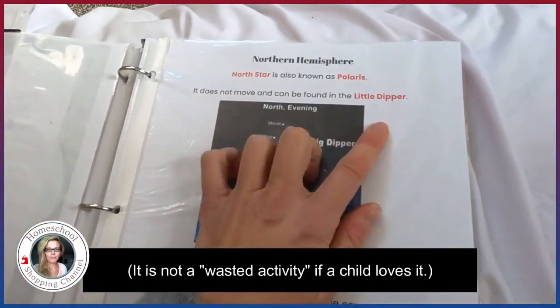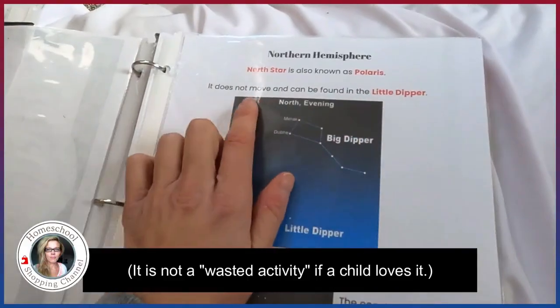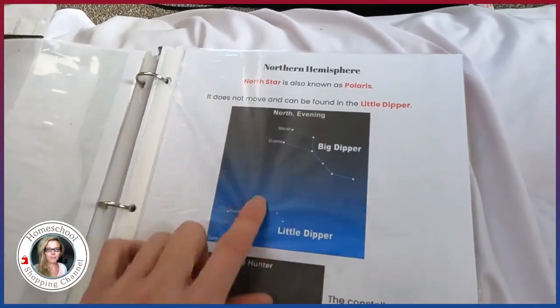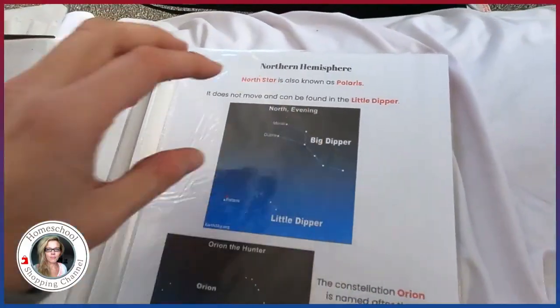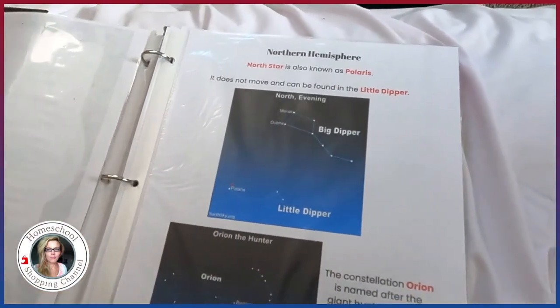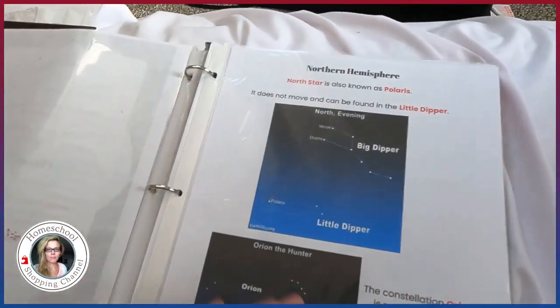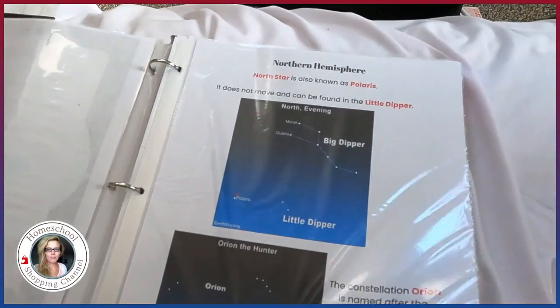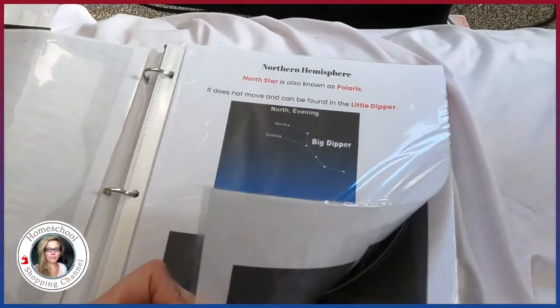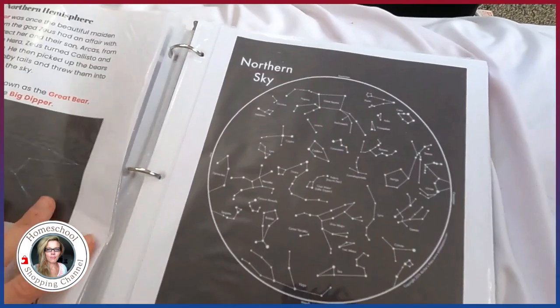I also did the Northern Hemisphere, North Star, also known as Polaris. It does not move and can be found in the Little Dipper. There's the Big Dipper, there's the Little Dipper. These I just printed off from earthsky.org. I just Googled Northern Star, because in here we were studying the Northern Hemisphere constellations and the Southern Hemisphere constellations, which sometimes overlap, I have noticed.